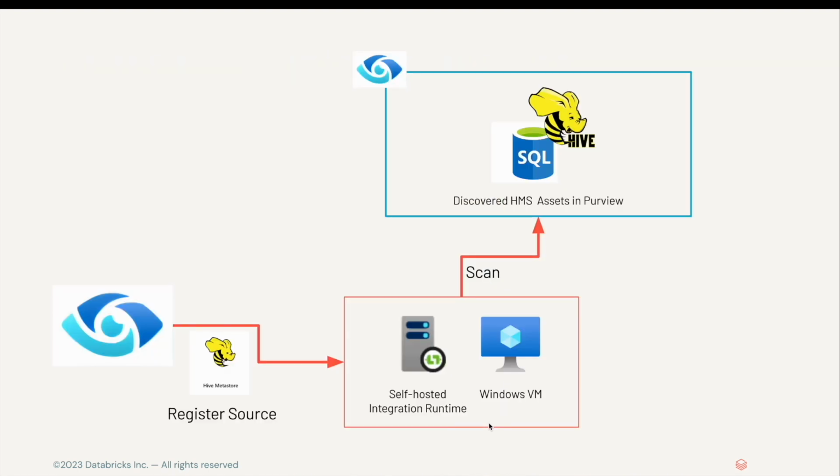Now let's take a high-level look at how Purview scans the data assets from Databricks. For scanning Hive Metastore from Databricks, you have to register a source as Hive in Purview. You fill up the details so that Purview can connect to the HMS and discover the data assets. For HMS scanning, we would need to set up a self-hosted integration runtime.